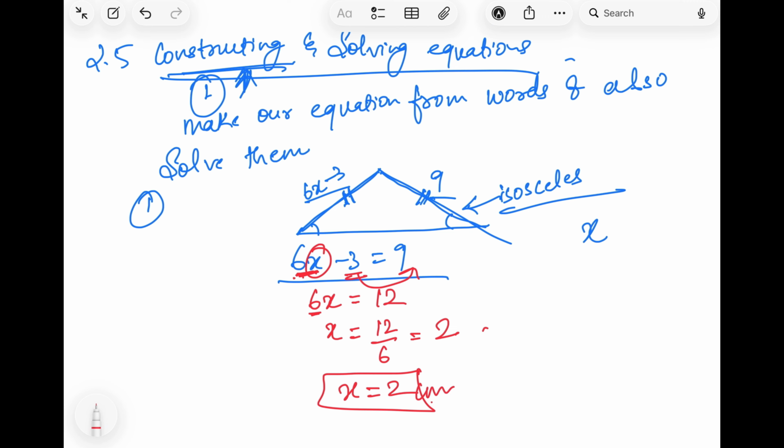centimeter. Okay, and if they tell you to find the side, you already know the side is 9 centimeter, right? The side is already 9, but they are asking for the value of x, which is 2. Let's take up one more easy example with another shape. That was a triangle. Now let us take a rectangle.